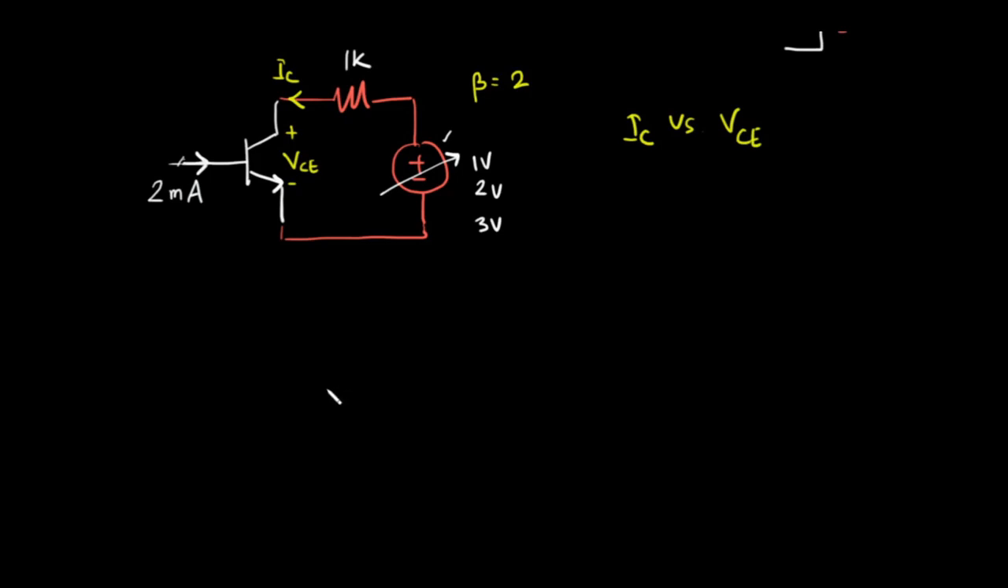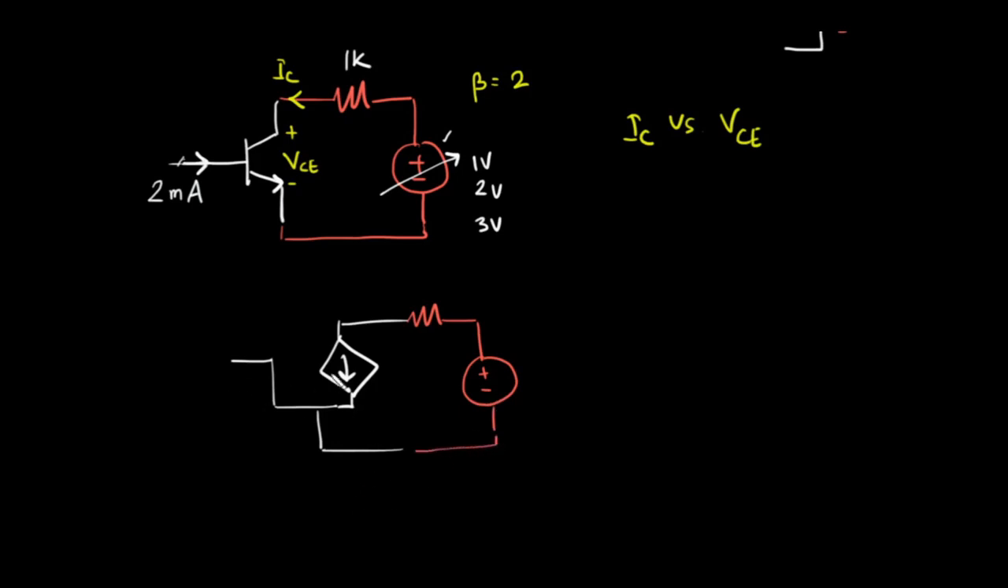All right, so first of all, let's replace the BJT with its model. Since this is an ideal BJT, I can just replace this with a current source, and we'll have the resistance here and the voltage source here.